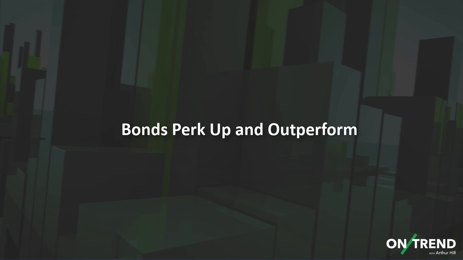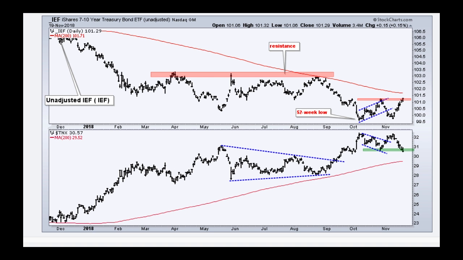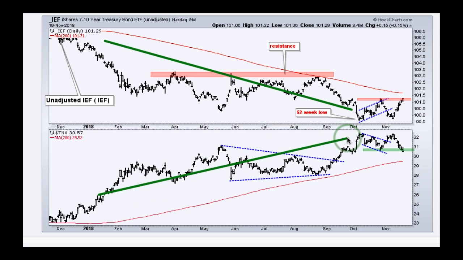So in another sign of risk aversion, bonds are starting to perk up and outperform. All right, so I've got here the unadjusted 7 to 10-year Treasury bond ETF, which means the distributions are not added back into the chart. It's pure price action. And below, I've got the 10-year Treasury yield. The long-term trend is clearly down, all right? You had a 52-week low there in October, and in the 10-year, you had a 52-week high.